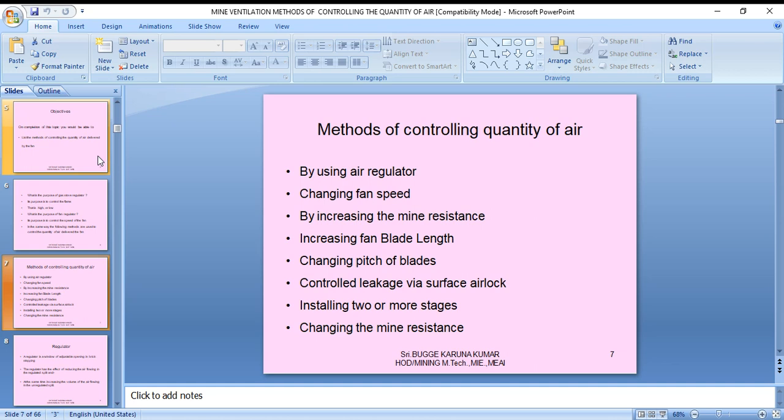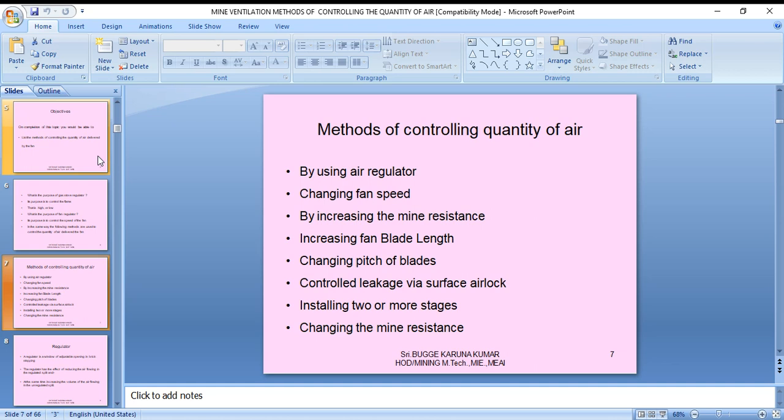Whatever the early slide explained, different gases and household fan. Similarly, when the air is not required to go further, you stop it there by using a regulator. The regulator may be a door, it may be a stopping, it may be brattice cloth. Some of them you have to regulate to stop it. Similarly, a change of the fan speed is also one thing. Instead of stopping the air, at the initial source where the air is coming, you can also change the fan speed, or increase the mine resistance.